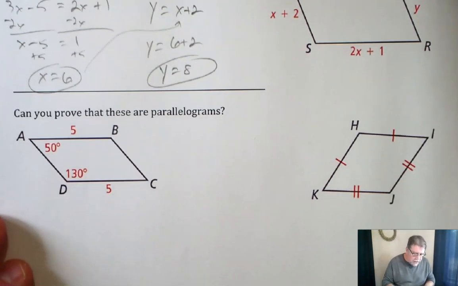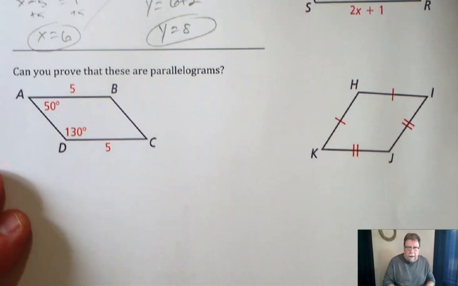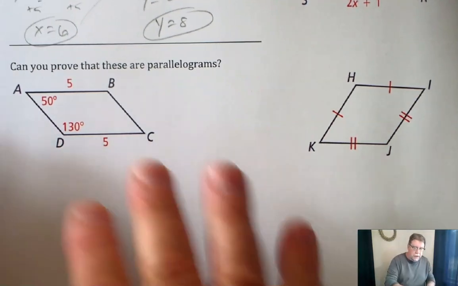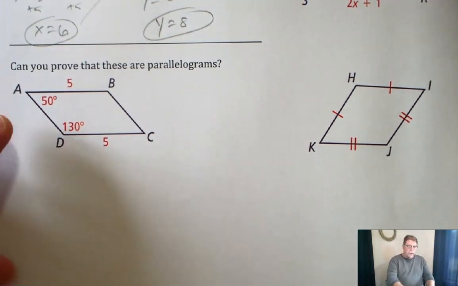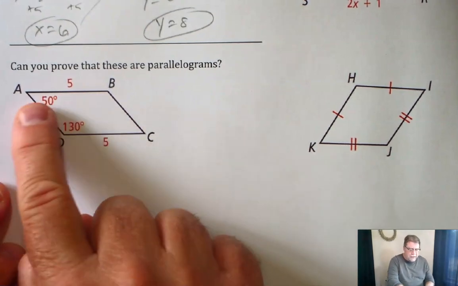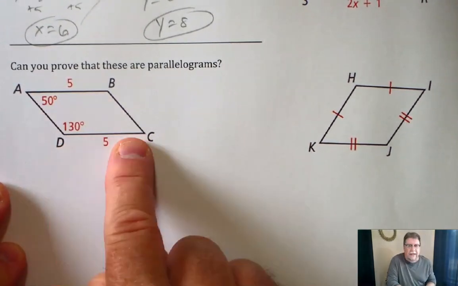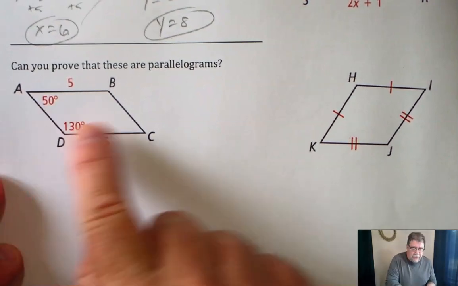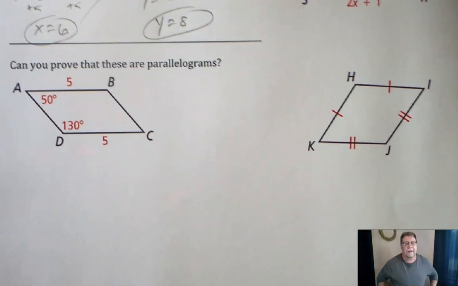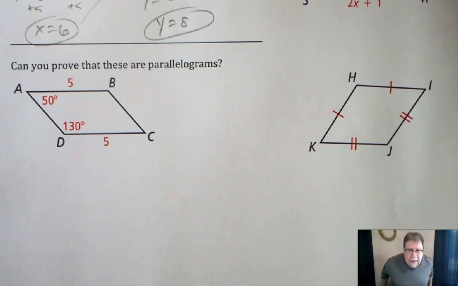The last thing here is, can we prove that these are parallelograms? So do these follow any of the properties that would prove that the quadrilateral is a parallelogram? So if we take a look at the first one, I see that the opposite sides, AB and DC, are congruent. But that's not enough. I would need to know that AD is also congruent to BC. Okay? So I can't use that particular property.